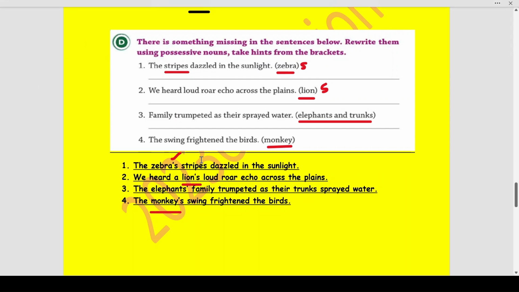How do we understand this? Zebra is a singular noun, therefore apostrophe S. We heard a lion's roar, singular noun lion, so apostrophe S. Elephants is a plural noun ending in S, therefore elephants followed by apostrophe only, as their trunks sprayed water. The monkey is a singular noun, monkey apostrophe S swing frightened the birds. I hope it is clear to you, students.